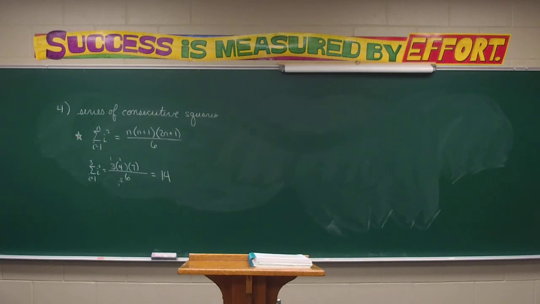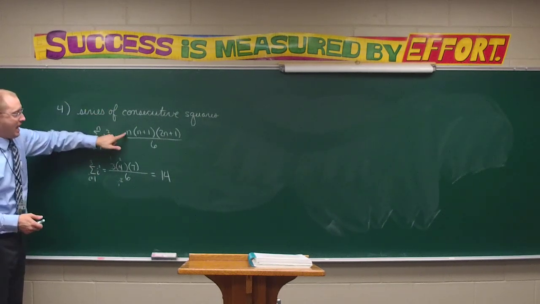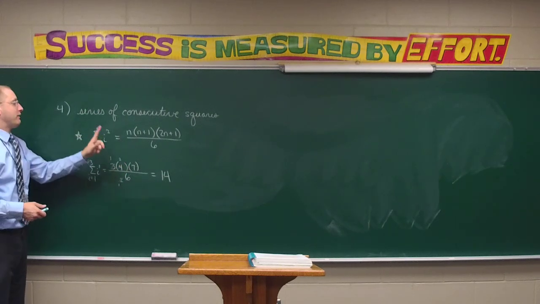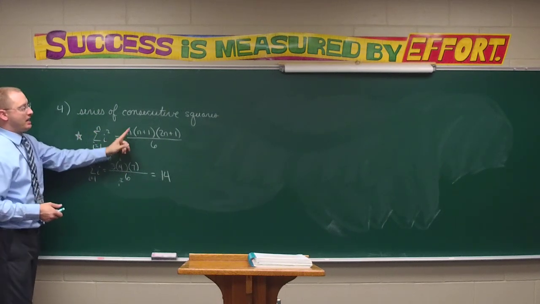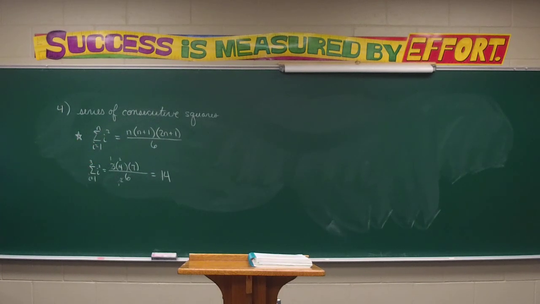Questions on the series of consecutive squares. Again, the why it works is a lot more convoluted, not nearly as easy to show, but there we go. Questions on this. So consecutive integers, no square, n times n plus 1 over 2. If it's consecutive squares, n times n plus 1 times 2n plus 1, and now it's all over a 6. Questions?